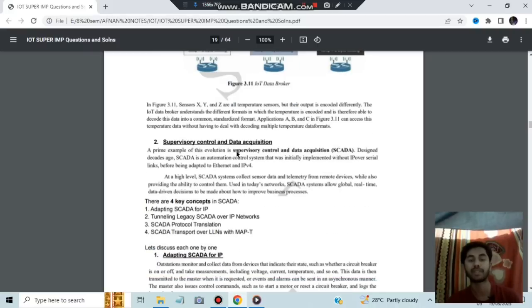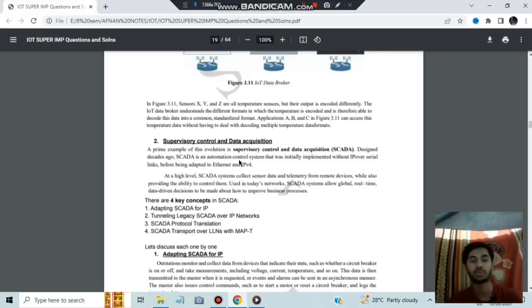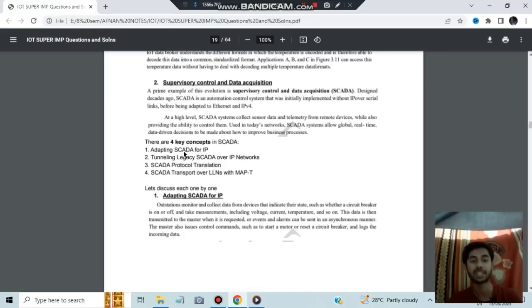In SCADA, we'll be having supervisory control and data acquisition. We'll be controlling, managing, as well as doing the data acquisition and storage. So there are key concepts here. Adapting SCADA for IP: how do you adapt SCADA for IP? Tunneling legacy SCADA over IP networks. The old SCADA is there, and we have to make it effective with the new IP networks. And SCADA protocol translation, SCADA transport over LLNs with MAP-T.